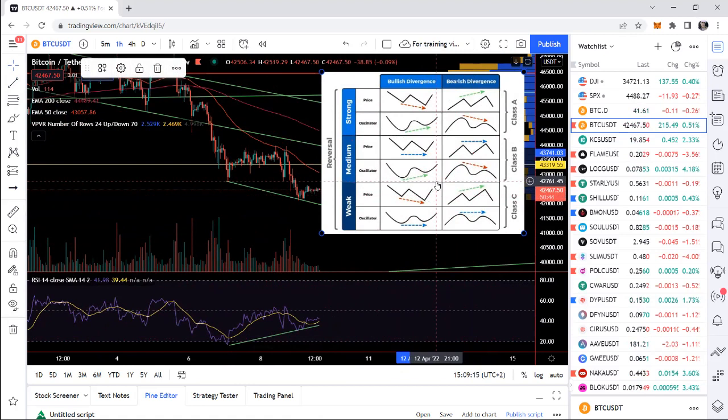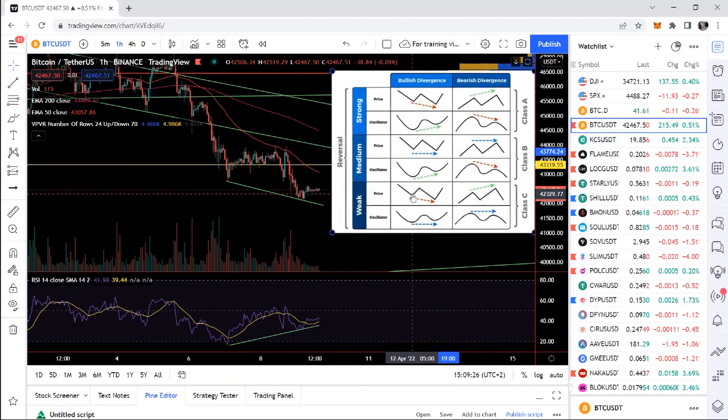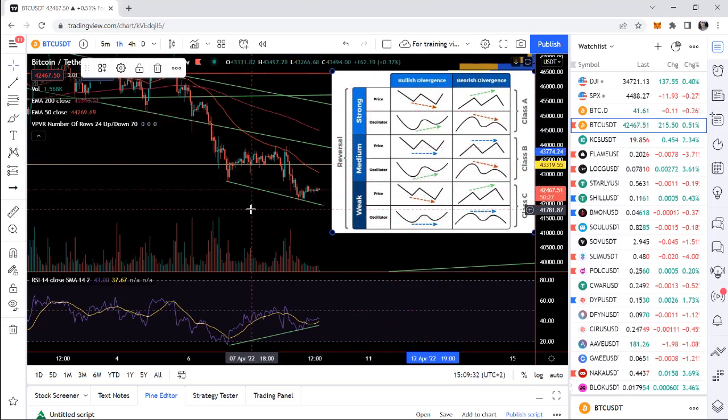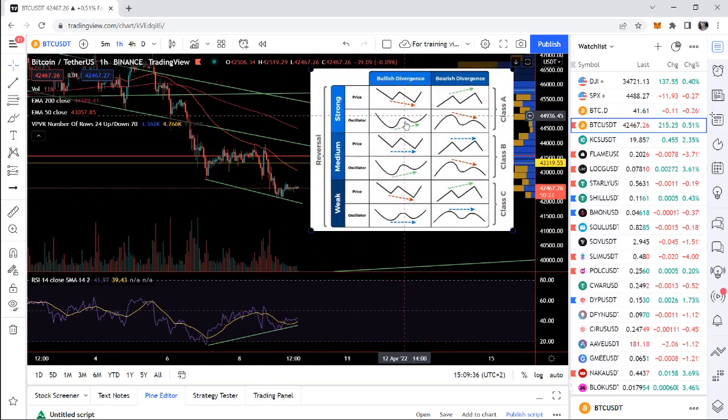You can go look in the book that I provided you with, or you can just search for divergence on the Telegram group, and you'll find the pictures I've posted. And every now and then I just repost them whenever I see a bullish or bearish divergence. So you can go and look at the cheat sheet and see, is it a medium? Is it very strong? Is it a weak? So at the moment for Bitcoin, we've seen a very strong bullish divergence.